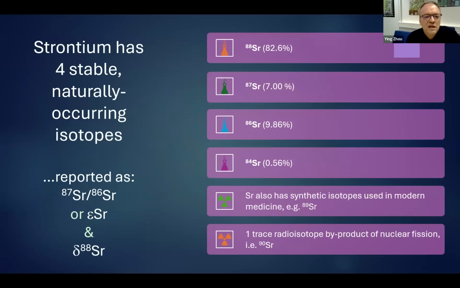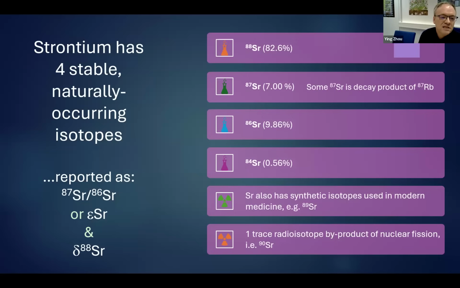Strontium has four naturally occurring stable isotopes: 88, which is the dominant isotope, 87, 86, and 84. You may also hear about other isotopes like 90 strontium, which is a product of nuclear fission and has been with us since the great acceleration of the 1950s. A few of its radioactive isotopes are used in medicine. We're particularly interested in 87 strontium for the purpose of this talk.